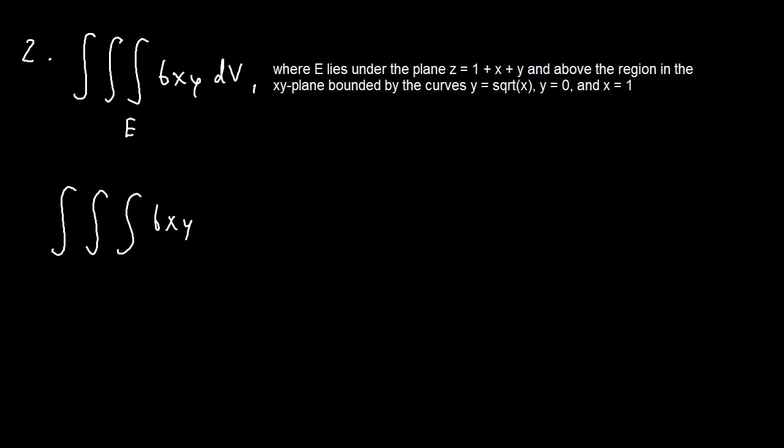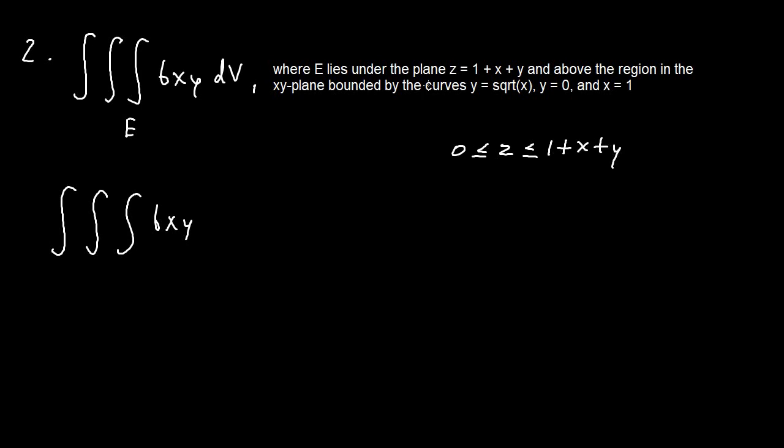So I'm going to go ahead and start off with the z bounds, because we know the region E lies under the plane, so lies under 1 plus x plus y, but it lies above the region of the xy plane. Now the xy plane is obviously where z equals 0. So right now we're trying to go from z equals 0 all the way to z equals 1 plus x plus y. So those are going to be our z bounds. So if I write it in inequality here, it's going to range from 0 to 1 plus x plus y.